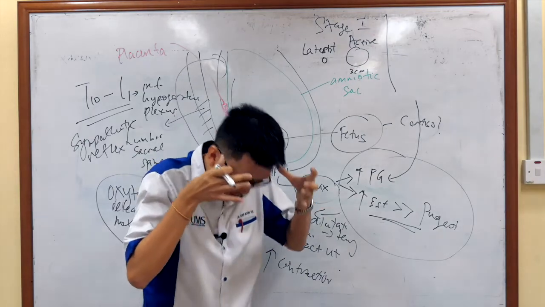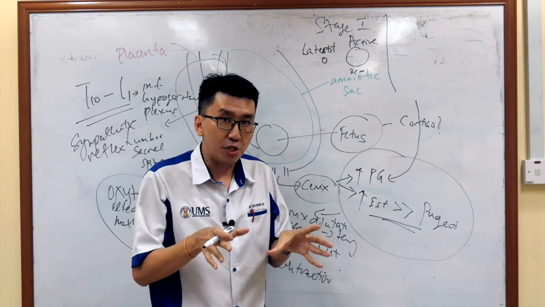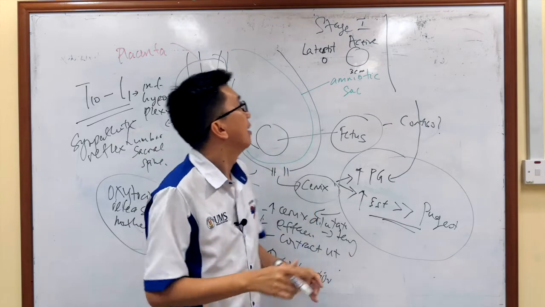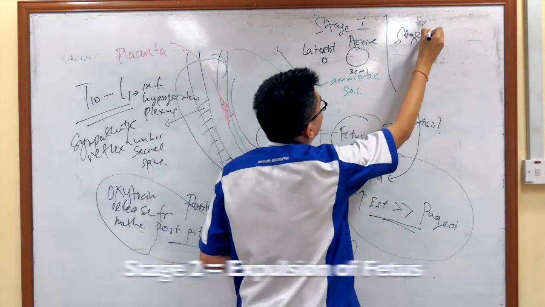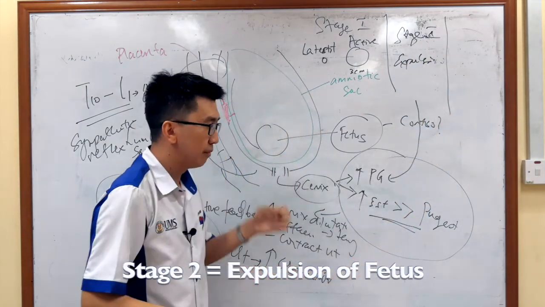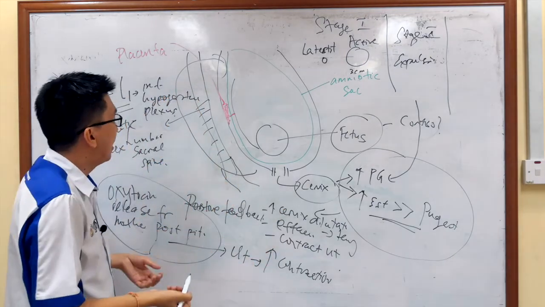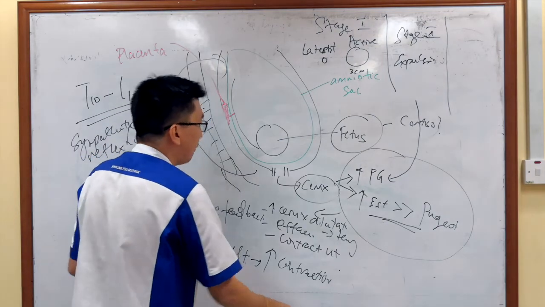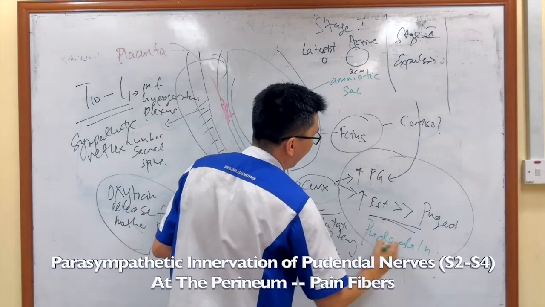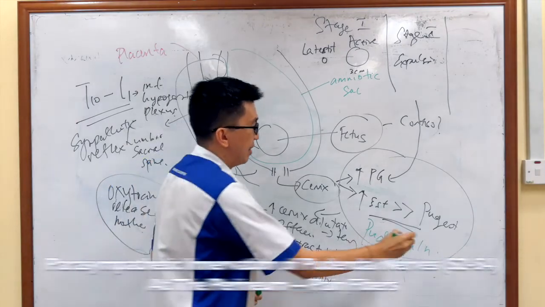It means that the crowning has been seen, the fetal head has been seen by us. It's about 10 centimeters in diameter, and the mother has to bear down and push out the baby in stage 2, whereby the expulsion of the fetus occurs. So how does the expulsion occur? In addition, you have the pudendal nerve. The pudendal nerves are S2 to S4, and they innervate the perineum.